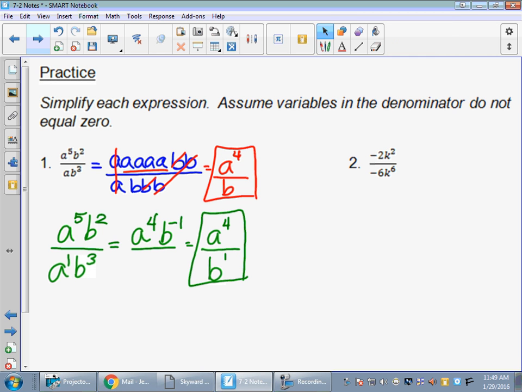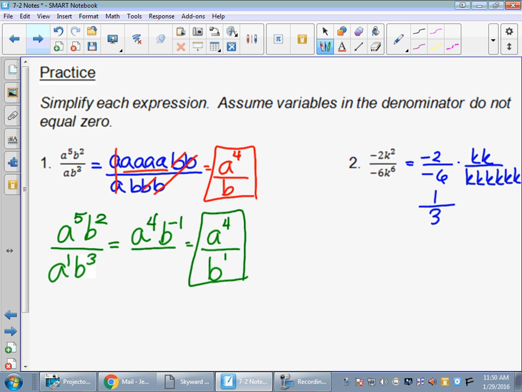Number 2. What I like about number 2 is it has numbers. Again, the numbers are going to throw you off because you're confused. These rules that we're writing are only with exponents. Numbers aren't exponents. So when I do my expanded form for number 2, I'm going to put the -2 with the -6. I'm going to write it as a fraction. Those are numbers. We simplify them the way we've always simplified numbers. And I'm going to just keep it separate. I'm going to put the k with the k, and then the 6 k's underneath that. So put the like things together. All right? So when I have a -2 divided by a -6, that's actually 1/3. Don't do any subtracting. They're just numbers.